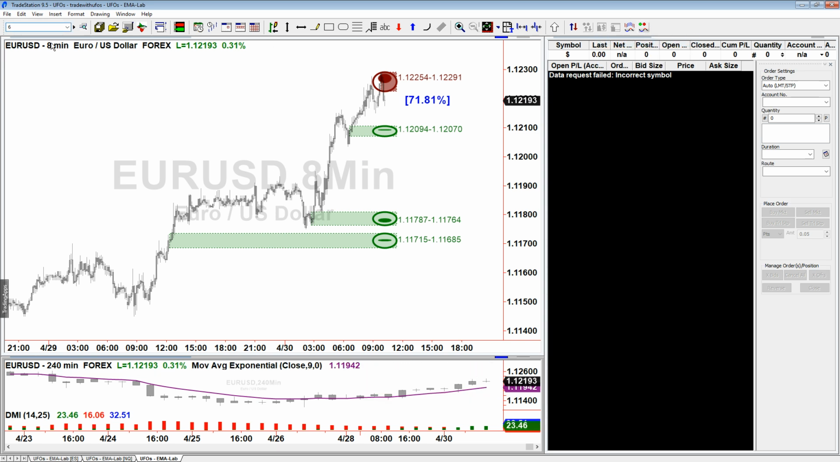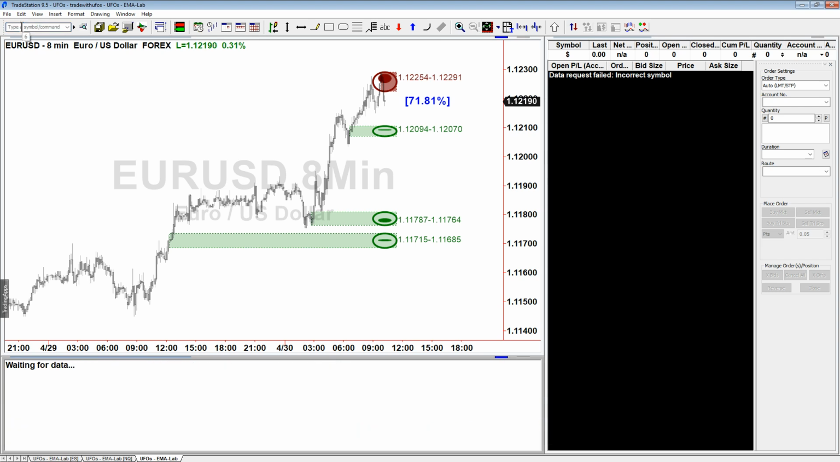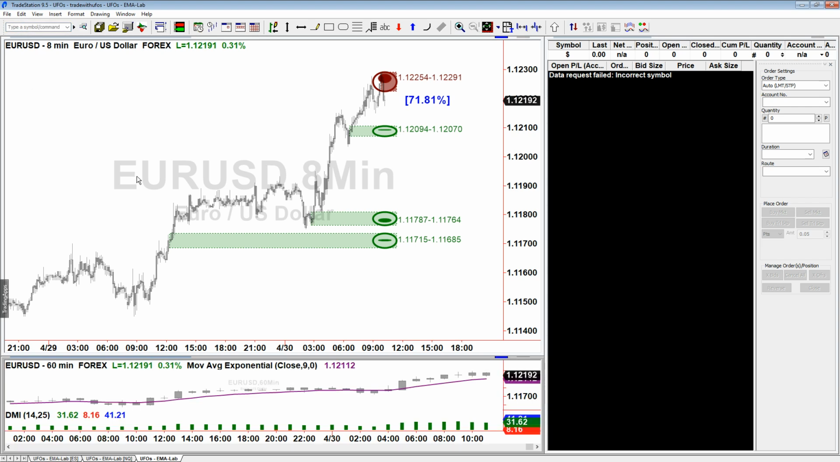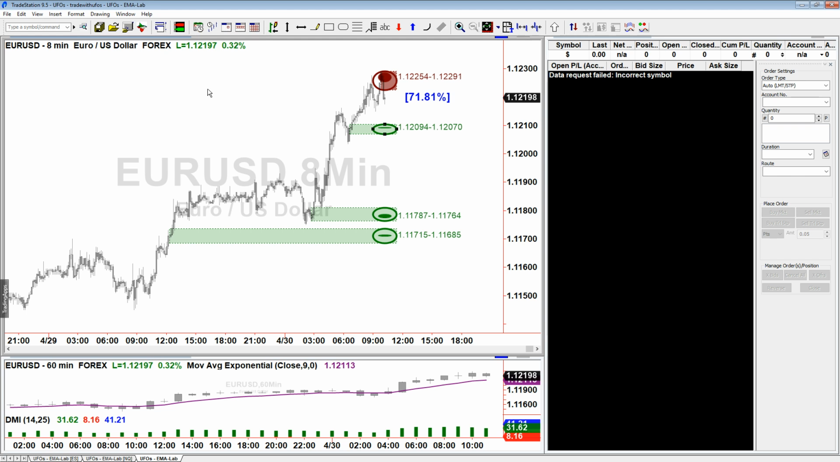So let's disable AutoUFOs, change the time frame to 60. That's what we need. We now know that the target for the euro is going to be 112.41. The entry is going to be here. But remember, we are talking about currencies, and when we buy from the ask.